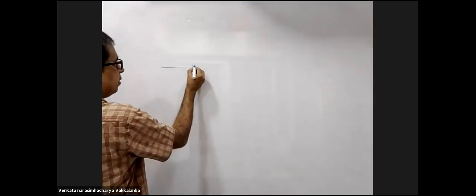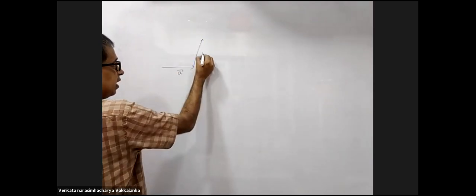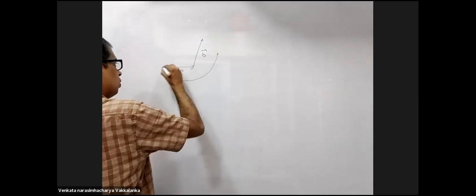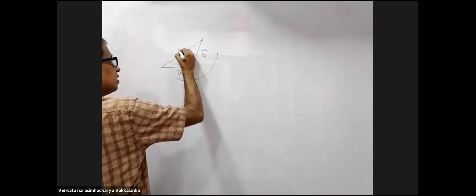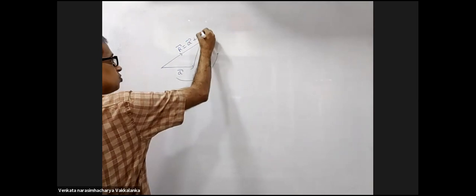Last class, we just dealt with the introduction of the parallelogram law of addition. Basically, we learned two things. One is the triangle law of addition. If I represent two vectors as two sides of a triangle taken in one order, the third side of the triangle taken in the reverse order is the resultant.